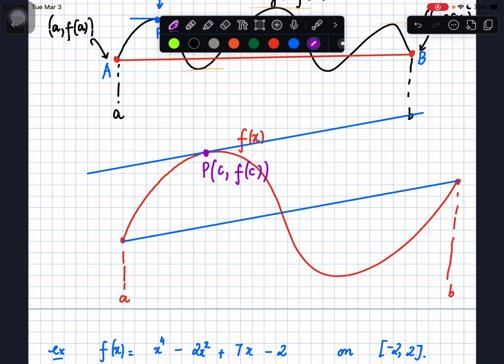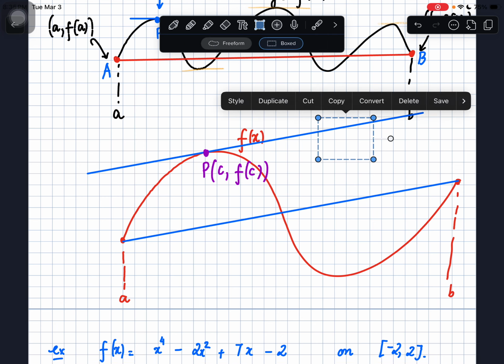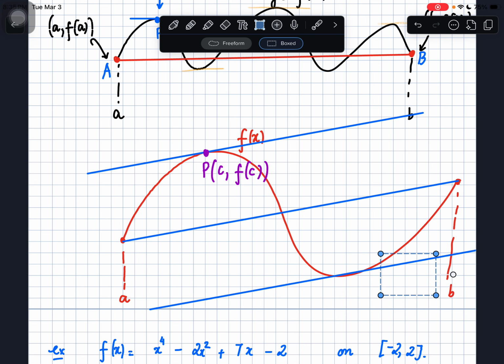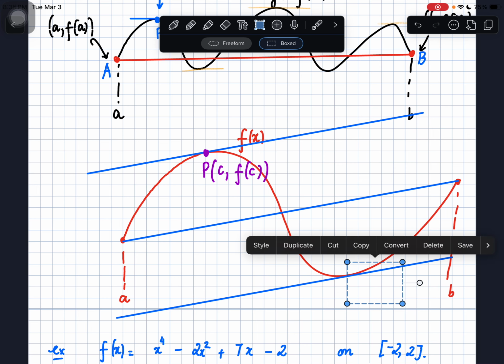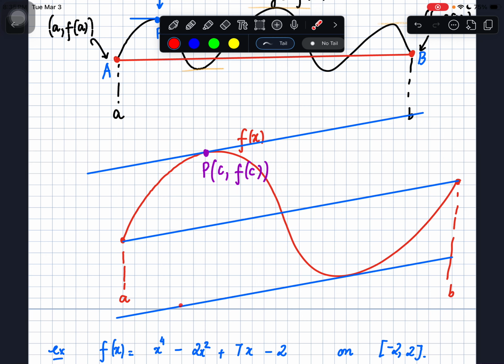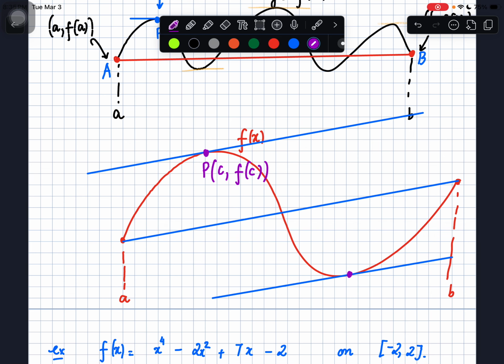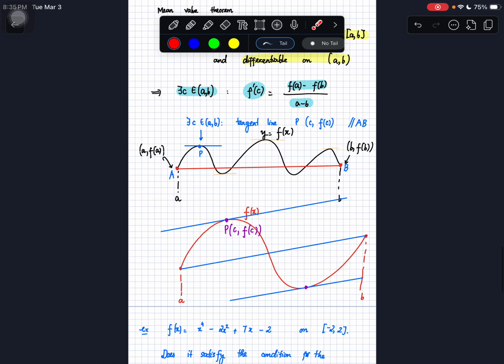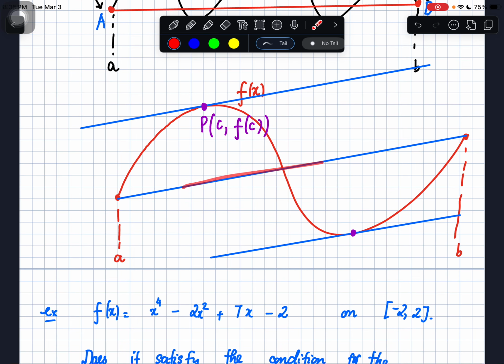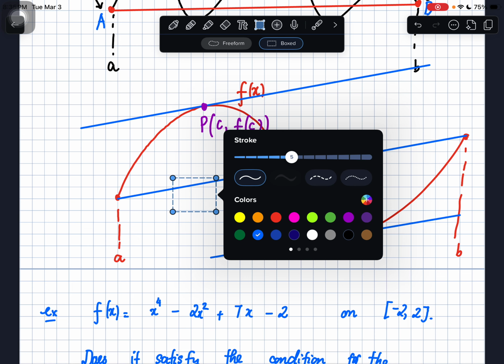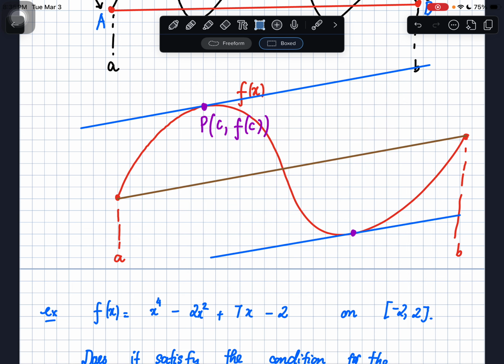And in this example, I can even find another one. Draw the line that is parallel to the secant line. So here I have the second tangent line, which is parallel to the secant line. This one also gives me the point c in the theorem: f prime of c equals the slope of the secant line. This is our secant line. So here we have Q. Let's call it c2, f(c2).